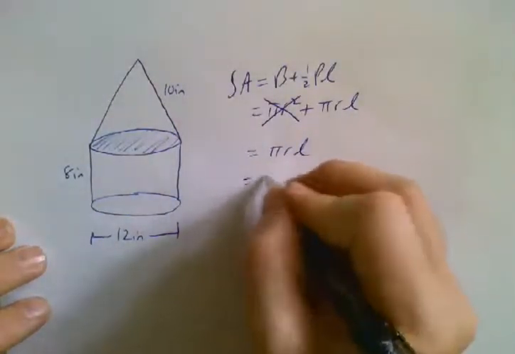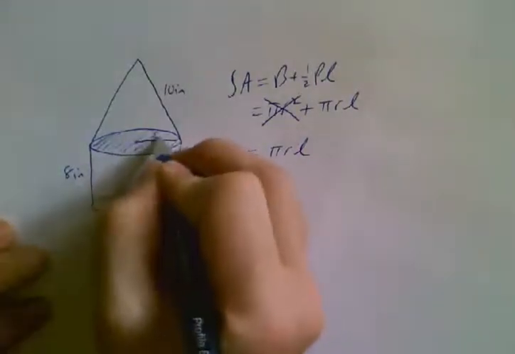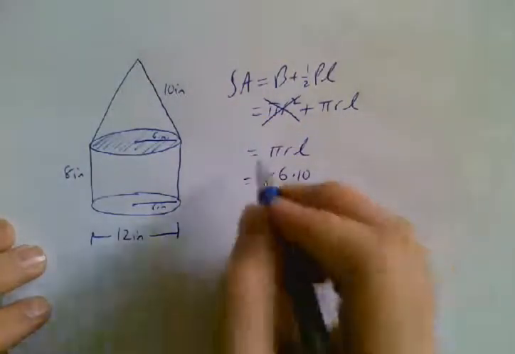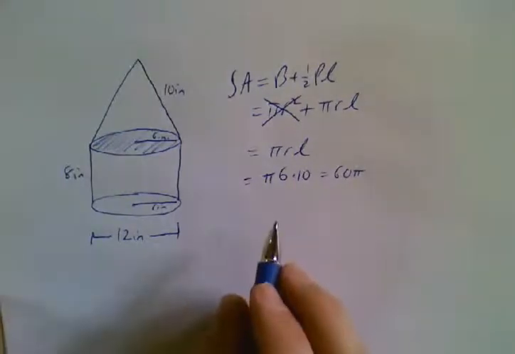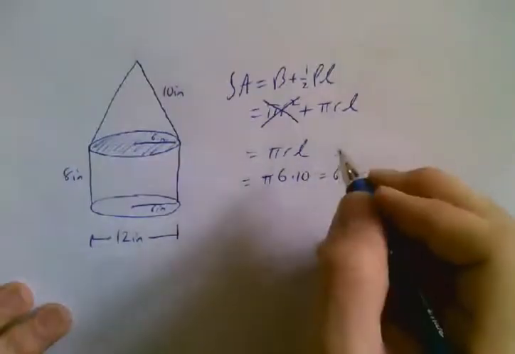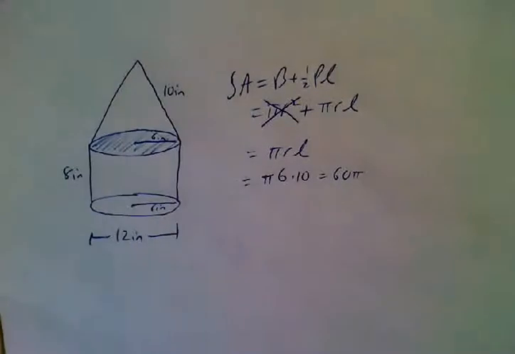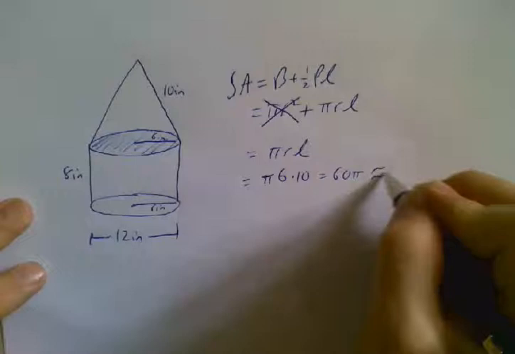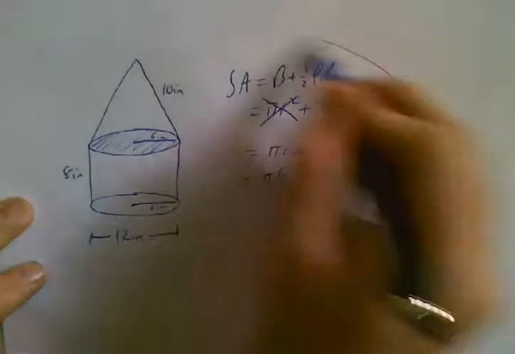Okay? So this, of course, is going to be pi times the radius, which is 6. That would be the same radius up here, which is 6, times the slant height, which they were nice enough to give us. And that takes care of the surface area of the top part, which is 60 pi. Oh, 60. Wow. I believe I forgot to... oh, no, that's right. I'm sorry, that's 60. My eye wandered to the wrong part of the page. 60 pi is approximately 188.5. Okay? So that is this part.